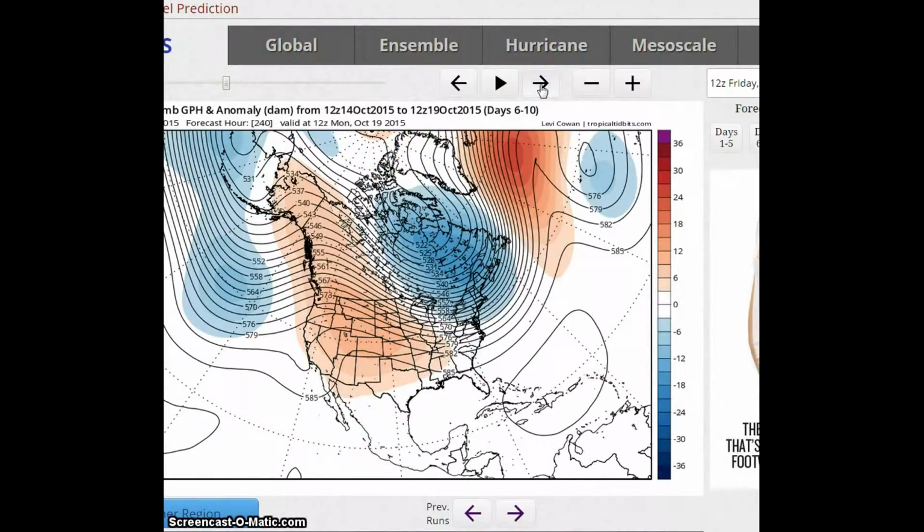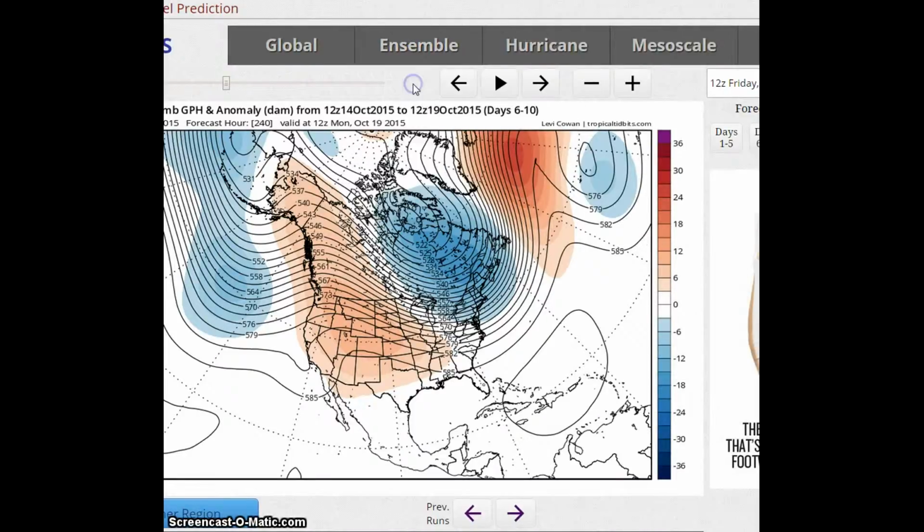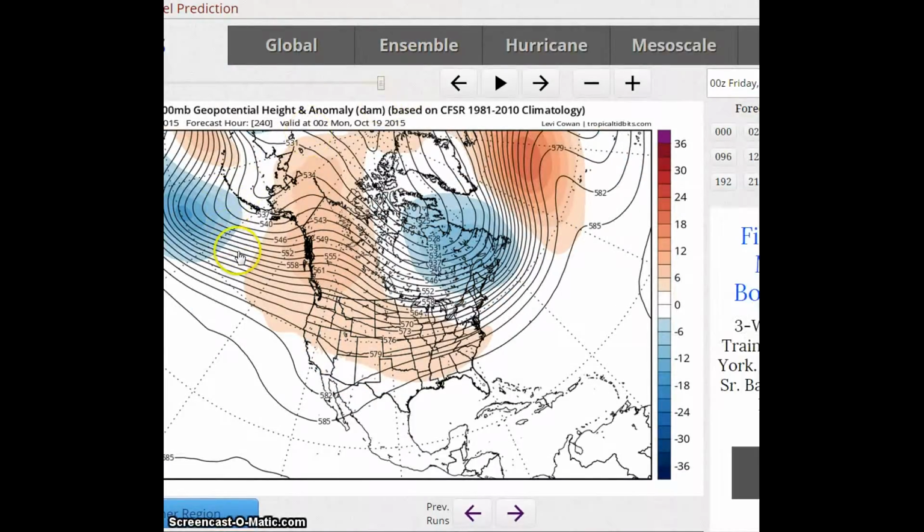We're going to go to the 19th. See, the trough here is further to the west. And now we're going to look at the European. See, the European has the trough way over here near the western Aleutians. Pretty much a zone of flow.